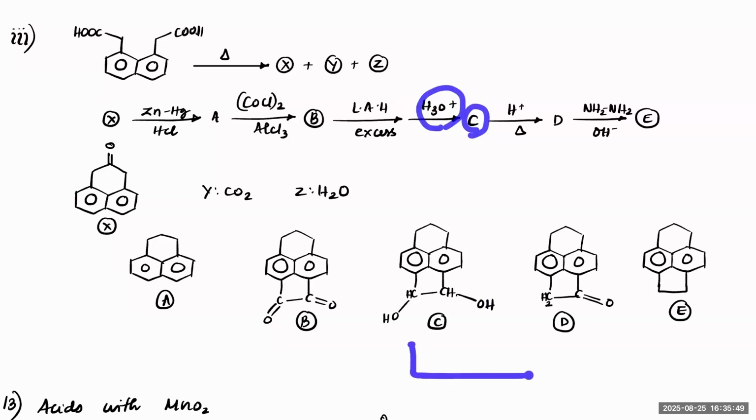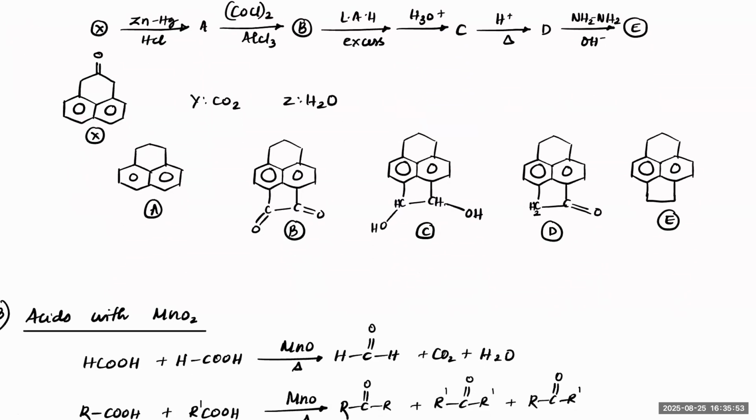This is a pinacol-pinacolone rearrangement, if you recall, right? So from here, hydrogen will shift. This water will go away and this will convert into a keto form. And that's how you will get a keto form here. And from this is D, and thereafter using Wolff-Kishner reduction, which will make a keto into an alkane. So that's how you'll get an alkane. So this is the final product.